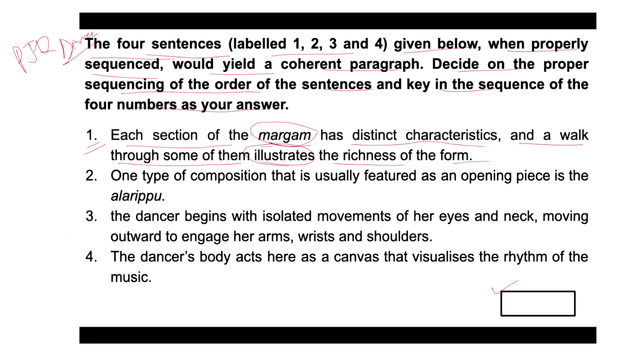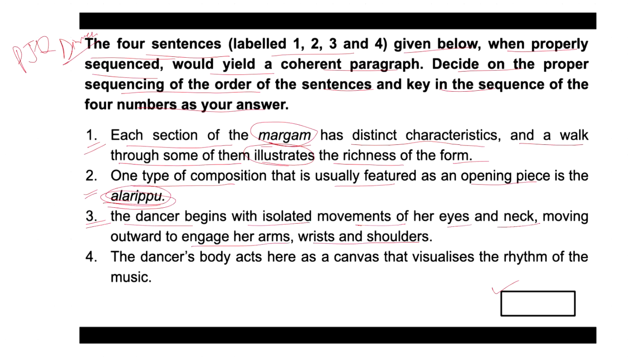Second sentence stated, one type of composition that is usually featured as an opening piece is the alaripu. Three, the dancer begins with isolated movements of her eyes and neck, moving outward to engage her arms, wrist, and shoulders. Four, the dancer's body acts here as a canvas that visualizes the rhythm of the music.